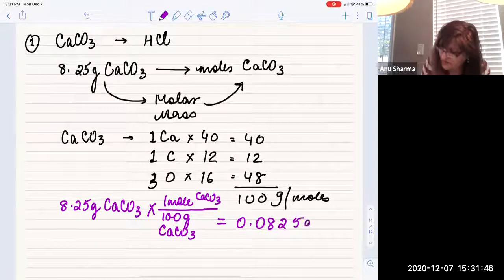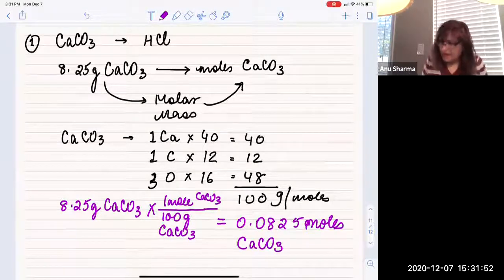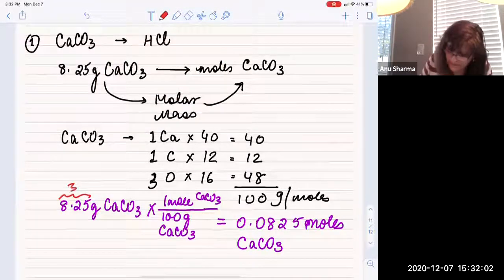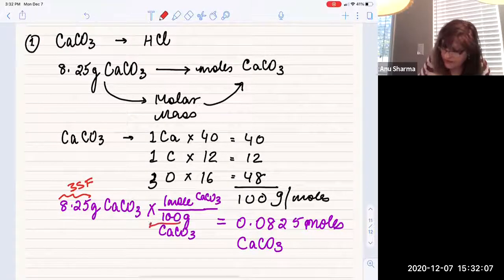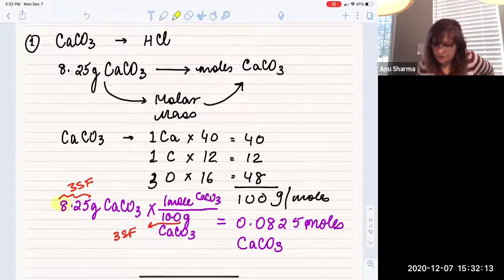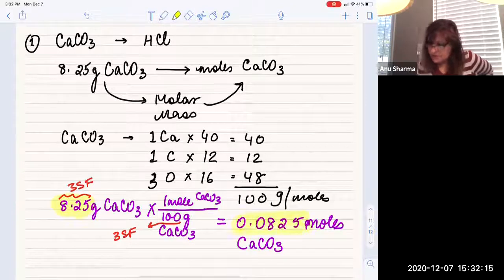0.0825 moles. Wait, I thought we were cutting it based on significant figures. Yeah, you could do that. 3 and 3, so we need 3, right? Yeah, there are 3 significant figures. And this one also is in a way 3, although this could be not very important, but the 8.25, this is what we will go by.